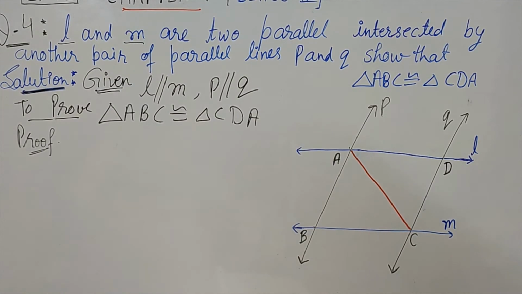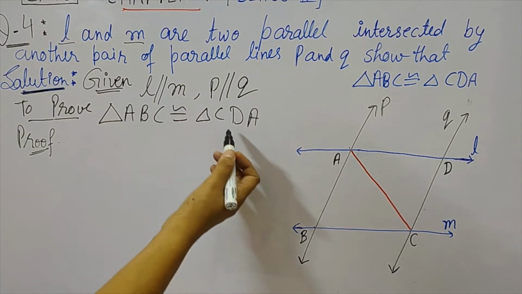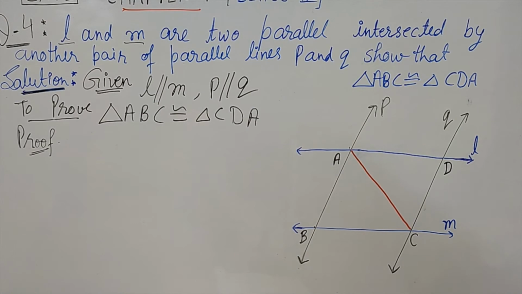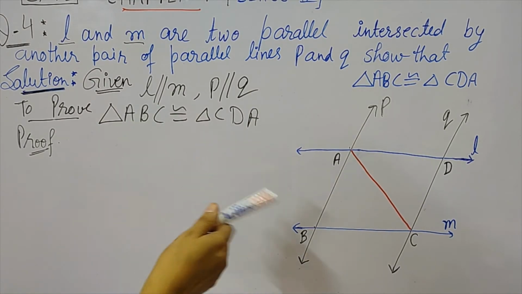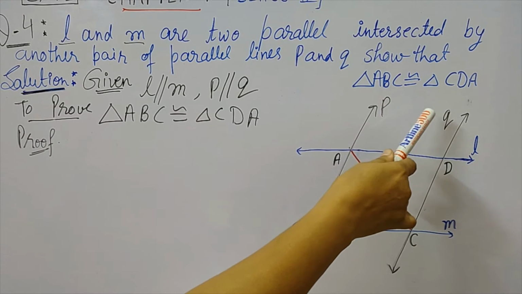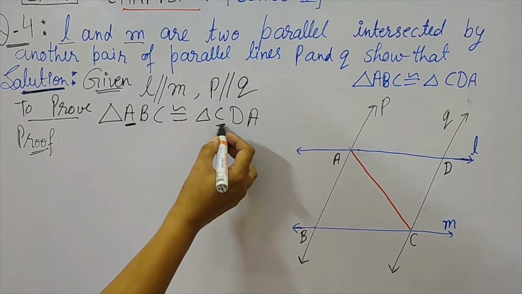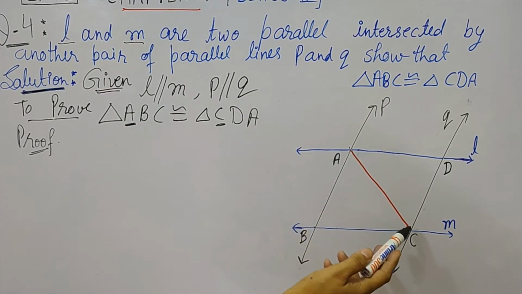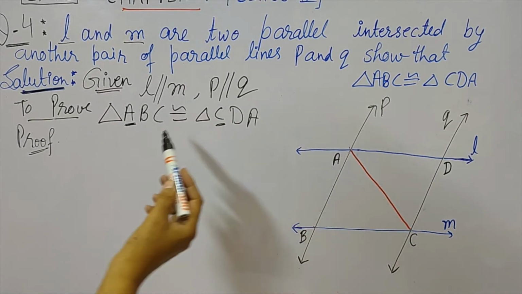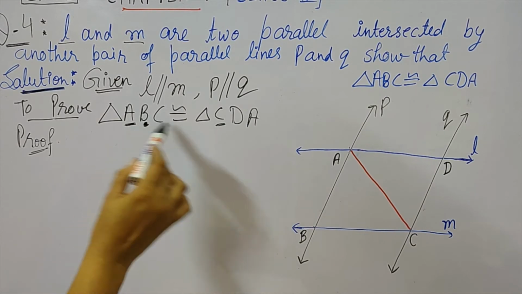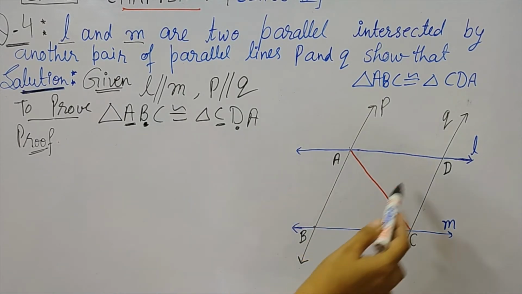Students, again and again I am emphasizing the corresponding parts, because in class 10th you will study the chapter of similar triangles, and there it's very important. Always in each and every question we have to write the naming according to the corresponding terms. So you can observe in the question also they have said show that ABC is congruent to CDA. First alphabet is A and here first alphabet is C, meaning point A is corresponding to point C. Second is B and second is D here, so B is corresponding to D.